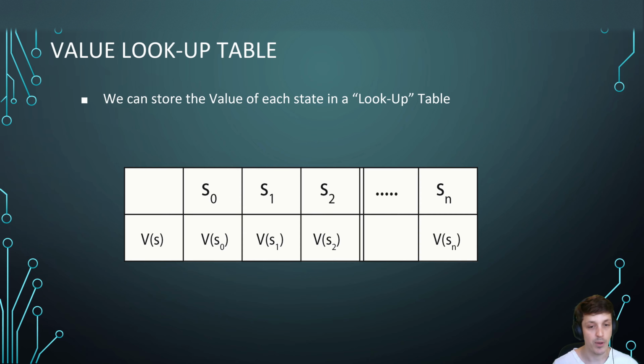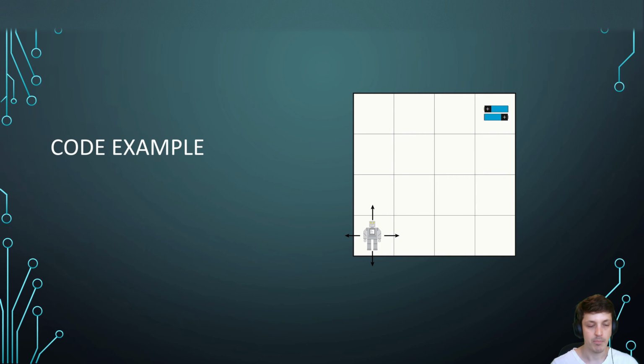At training time though, for now, we're just going to be taking random actions. We'll look at more complicated methods later on. But for now, let's look at our first coding example.